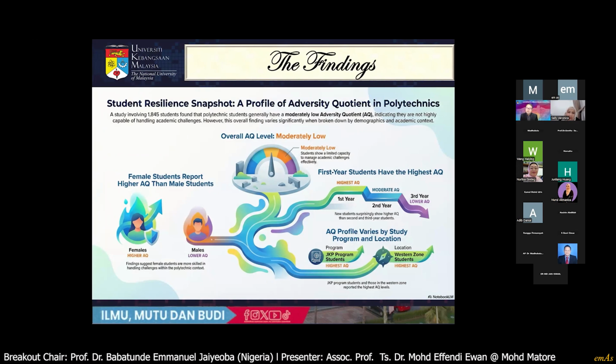And the first year students have the highest among the second year and the third year, because the first year students are still struggling in terms of adapting to the adversity in the polytechnic. But female students are higher than the male because the polytechnic technical students are dominated by male. So the female students also struggle and they need to be more brave in terms of catering to all the problems inside the polytechnic. AQ profile varies by study program and the location. So the JKP program is the highest and the Western Zone students is the highest as mentioned just now.